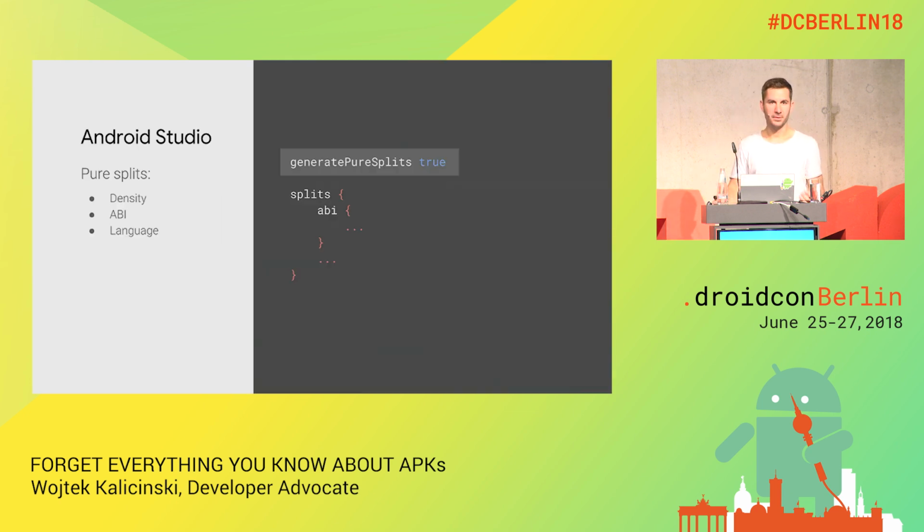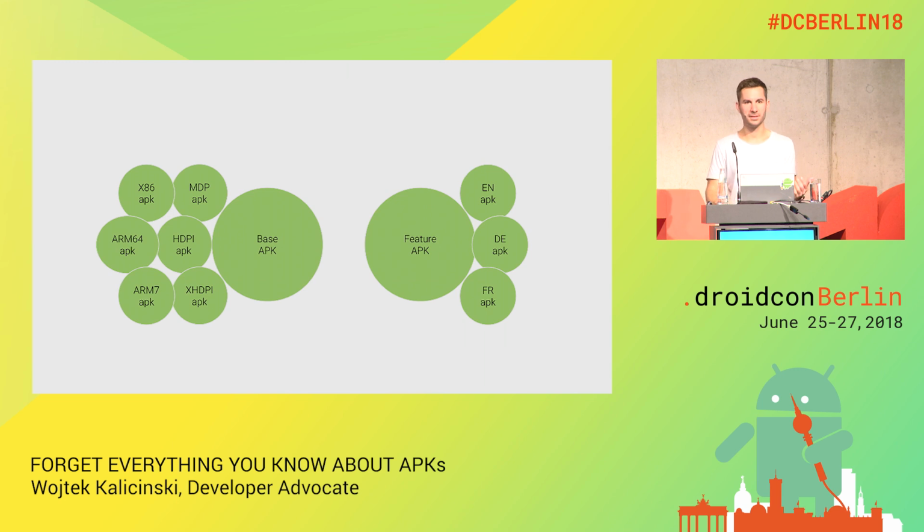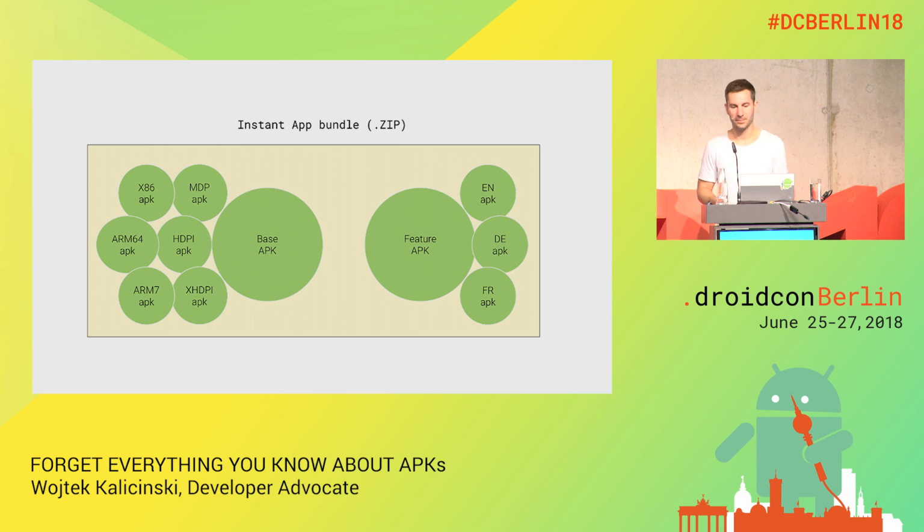Now, how do you enable it for Android Instant Apps? Exactly the command I showed you before, generate pure splits. And this is the first time where splits were actually used and delivered to users' devices to make apps smaller. And the Instant App bundle format is nothing else than just a zip container containing all the possible splits that can be put together to be installed as a working app on a user's device.